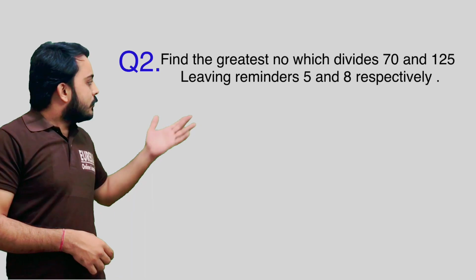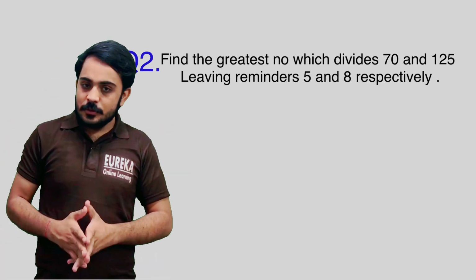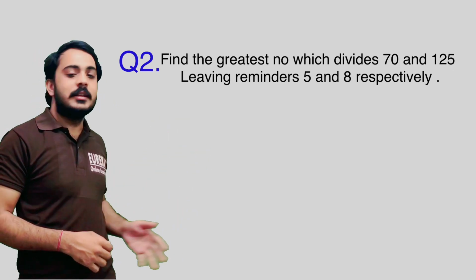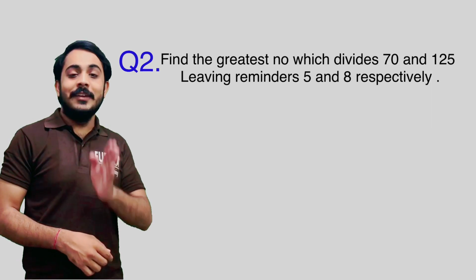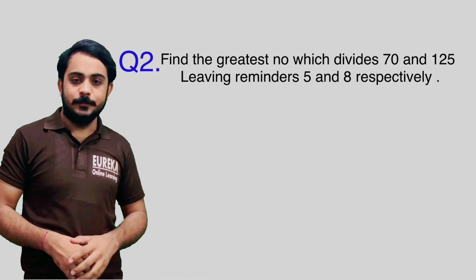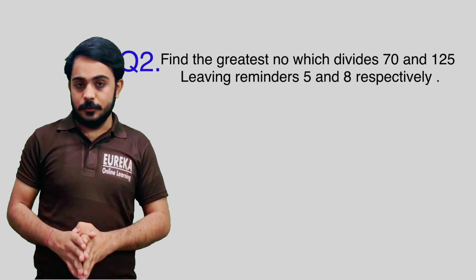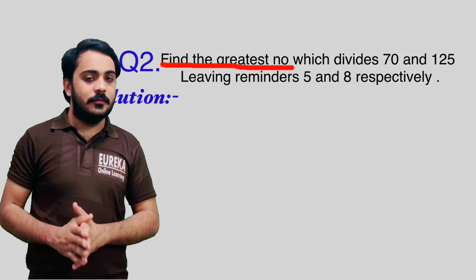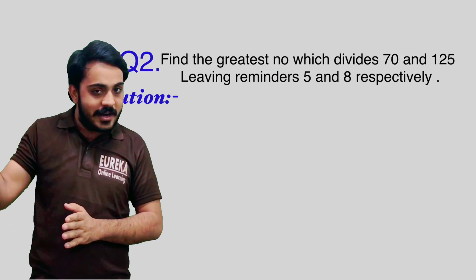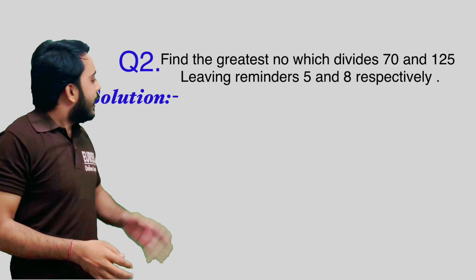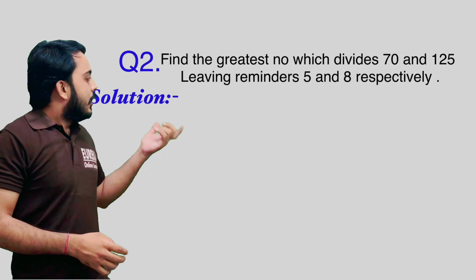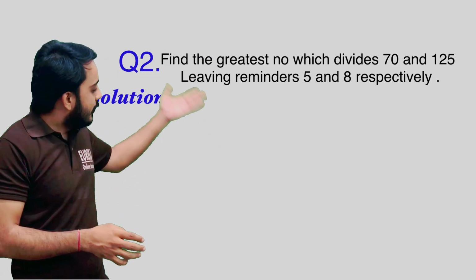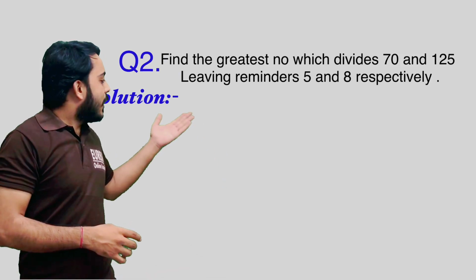Now I am moving to the next question, which is also related to the HCF. The second question is: find the greatest number which divides 70 and 125, leaving remainders 5 and 8 respectively. If we see the line "find the greatest number" which divides any numbers, then we find the HCF of these numbers. But there is also the language "leaving remainders 5 and 8 respectively".